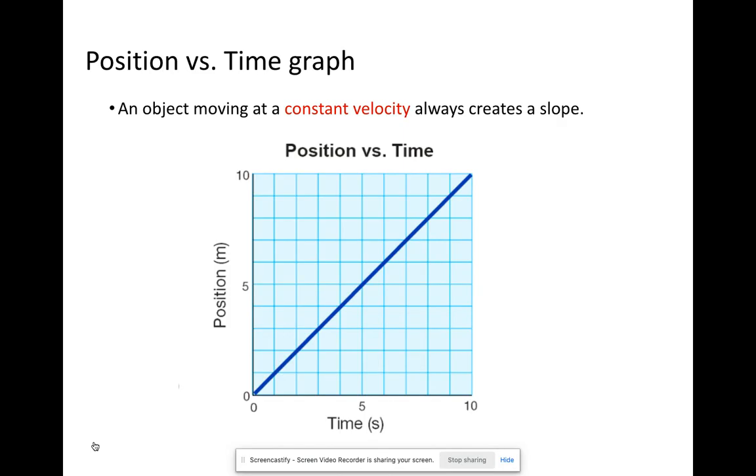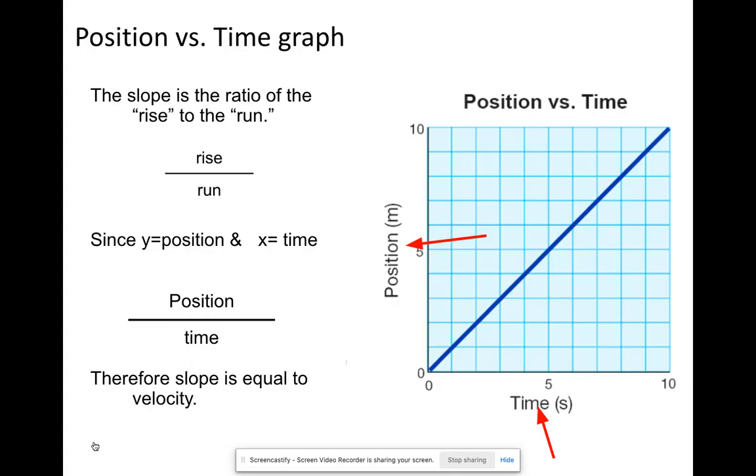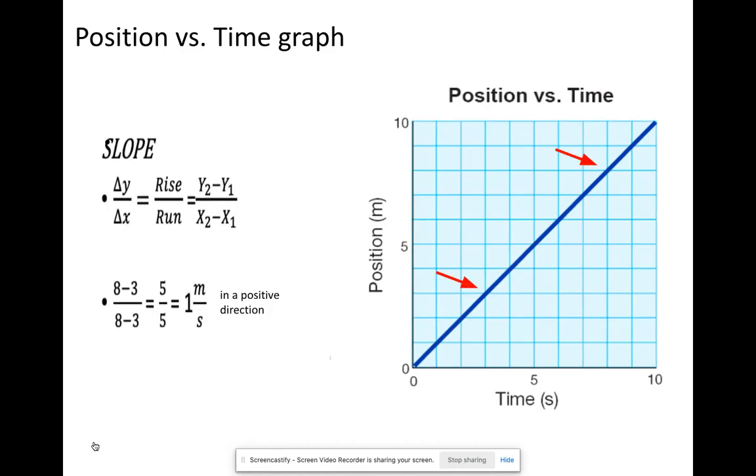And so how do we get the velocity from the slope? Where is that coming from? Why does that work? Well, remembering back that slope is actually a ratio of rise over run, and knowing that y is position and x is time, if we substitute position for rise and time for run, position divided by time is velocity. So we can say slope is equal to velocity. And so let's look at an example.